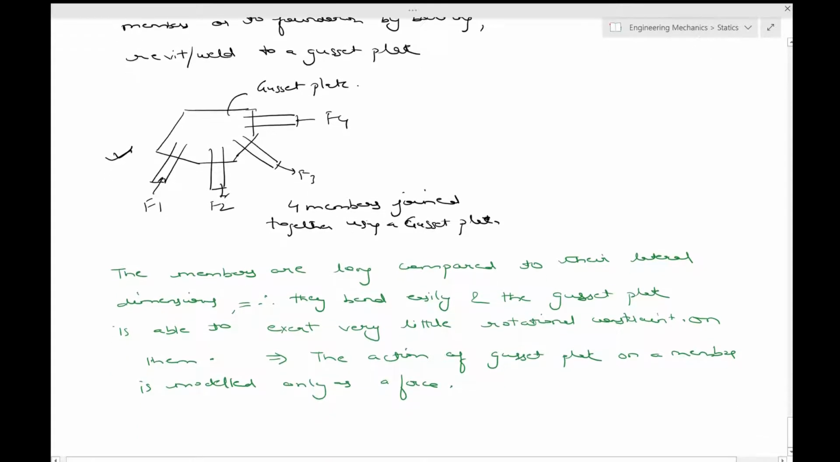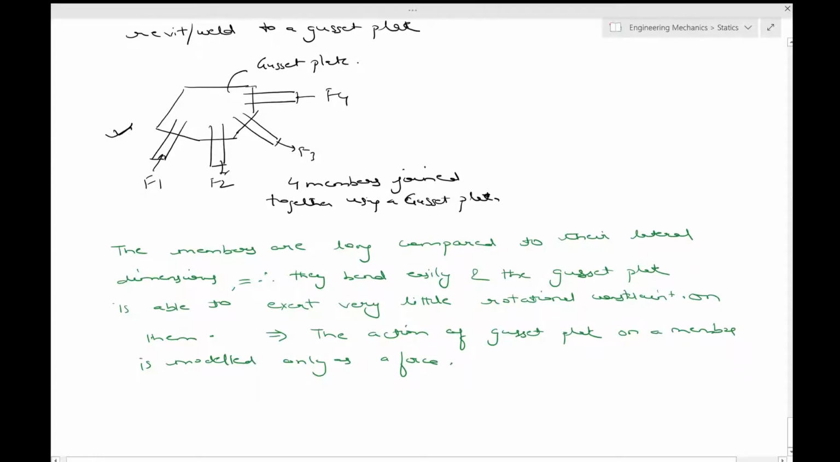Okay, so just because the members themselves can bend, the gusset plate is able to exert very little rotational constraint on them. If it was offering some sort of a rotational constraint, then we would have to take a moment of this constraint, but it's not, or negligible, that's why we are only taking a force.